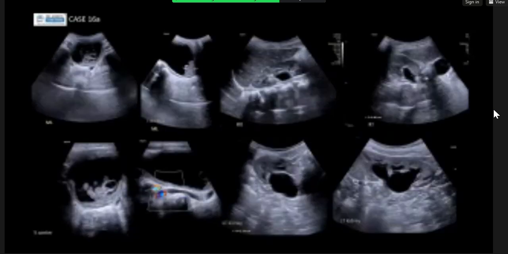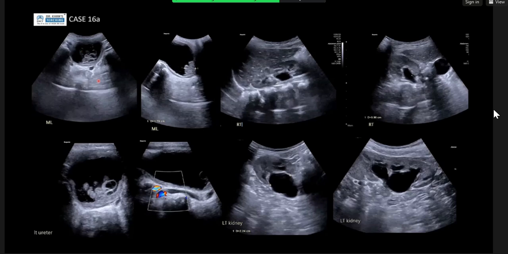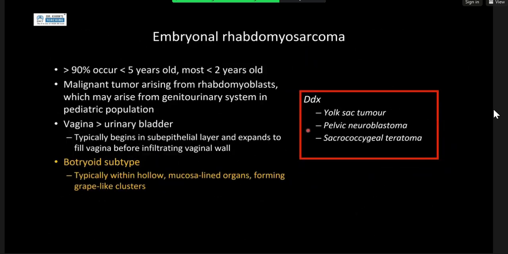I put these cases in just because I thought it was quite classic. It was embryonal rhabdomyosarcoma of the bladder, and you have this characteristic cluster of grapes look. Of the subtype, this is botryoid subtype, and often you look at these grape-like clusters. I thought it was quite nice to just see because before starting pediatric radiology, I actually haven't seen one of these.